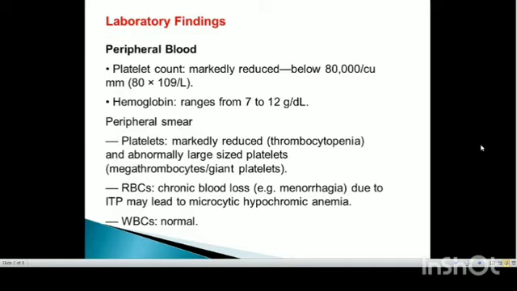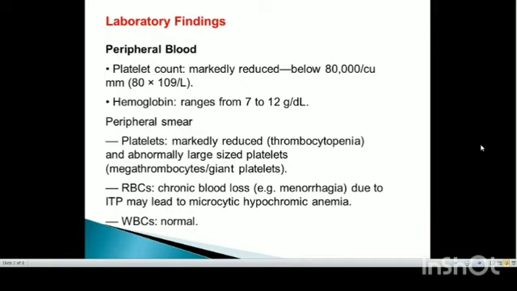Now coming to the peripheral smear, platelets: there is marked reduction in their number, that is thrombocytopenia, and accelerated compensatory thrombopoiesis that often leads to the formation of abnormally large-sized platelets, or what we call megathrombocytes or giant platelets, that are detected easily in a blood smear.